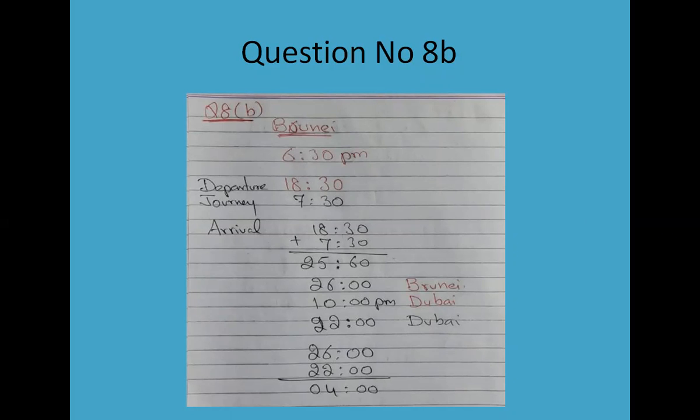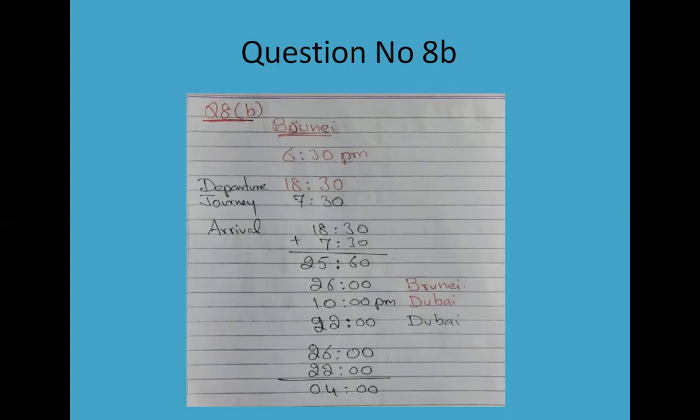So the arrival time will be 18:30 plus 7:30. So 30 plus 30 will be 60, and 18 plus 7 will be 25. 60 minutes means 1 hour, so instead of writing 60 minutes, you make it 1 hour and add it into the hours. So you will have 26:00. So when the plane arrives in Dubai, at that time in Brunei the time will be 2600.